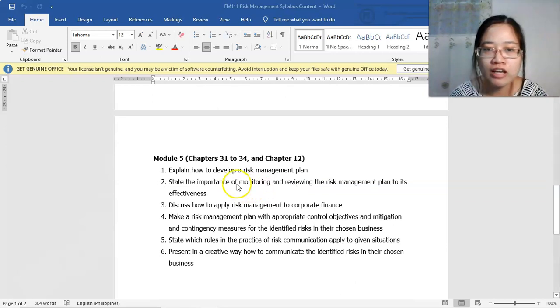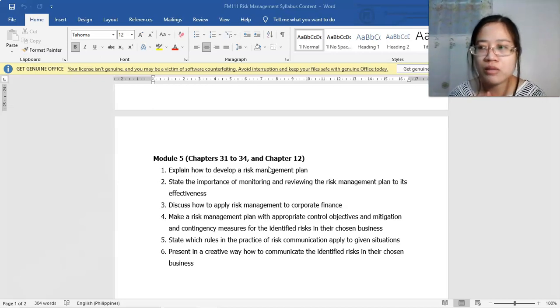Module 5, ito yung last, we'll be covering chapters 31 to 34, saka yung chapter 12. So, this is more on the reporting or communication. After you have your risk evaluation, syempre monitor mo siya. And then you have your risk evaluation, risk assessment. Afterwards, it's either going to continue with the risk treatment or you're going to have to change something.